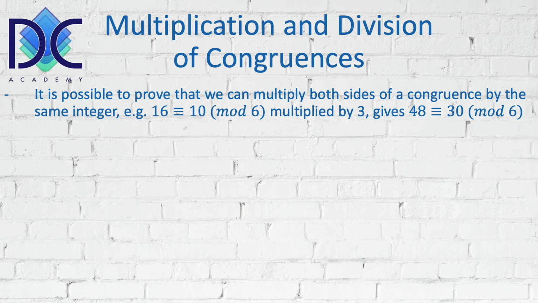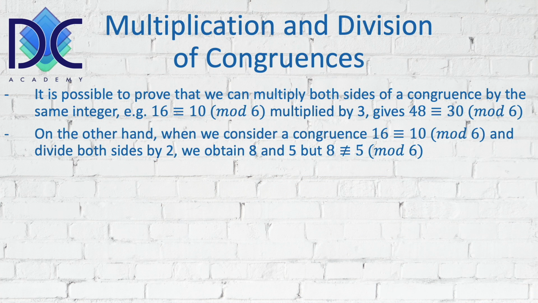When we multiply both sides by 3, the multiplication gives that 48 is congruent with 30 modulus 6. Now when we take 48 minus 30, which is 18, we can conclude that 6 divides 18, because 6 times 3 is 18.